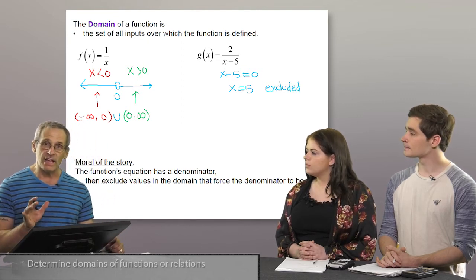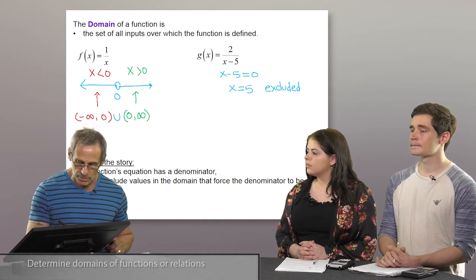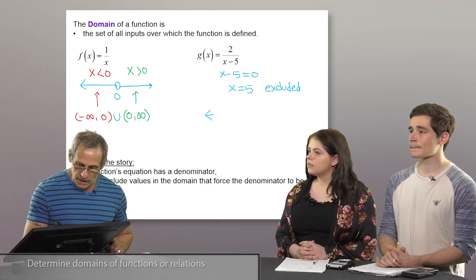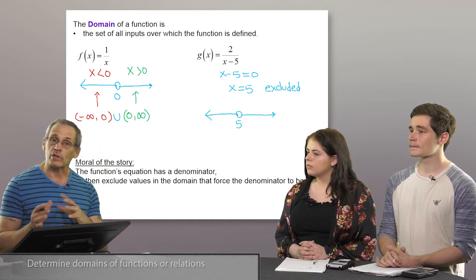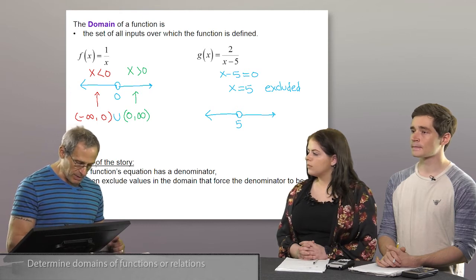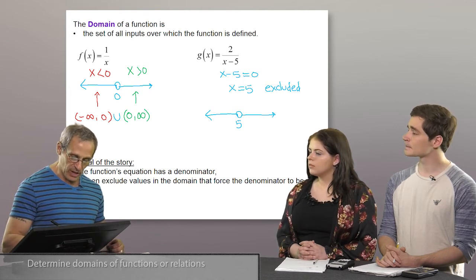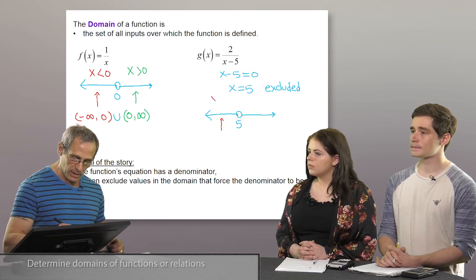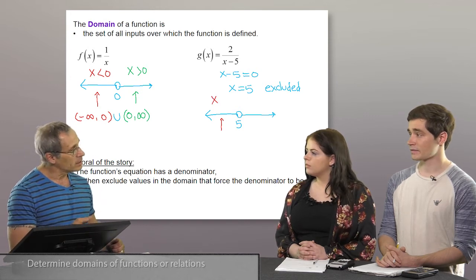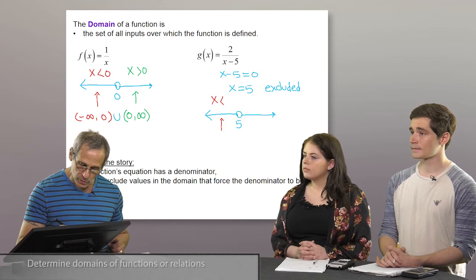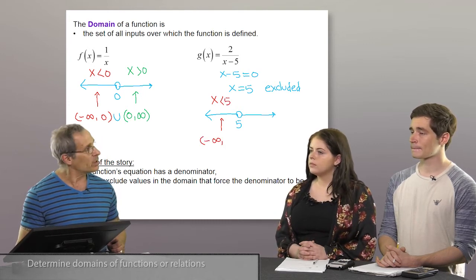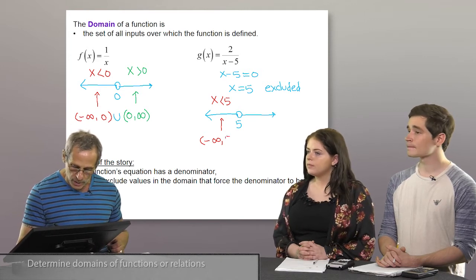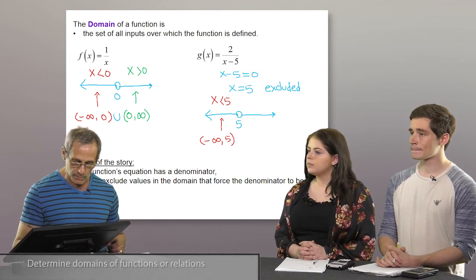To actually find the interval, or intervals, that make up the domain, I'm going to do what I did a moment ago. I'm going to draw a real number line and put an open circle at 5 to exclude the 5. And then I'm going to repeat my thought process. For this particular interval, the x values are less than 5. So to write that in interval form, that would be negative infinity to 5. And to exclude it, I would use a parenthesis.